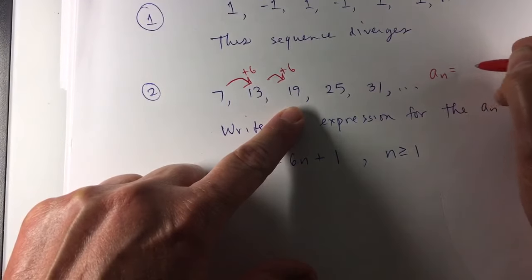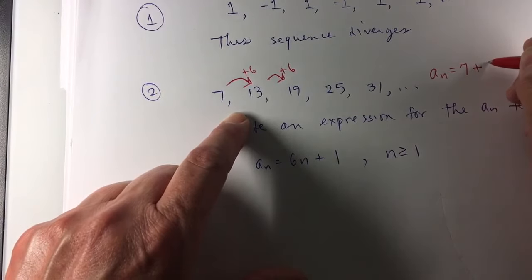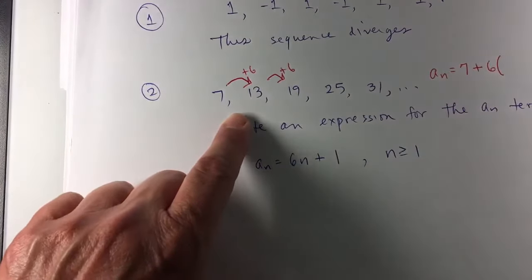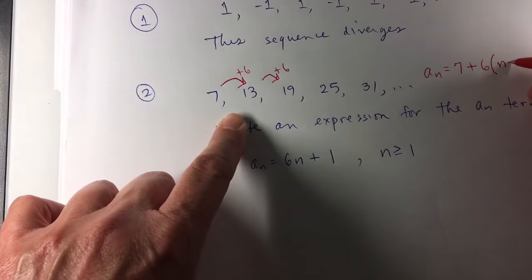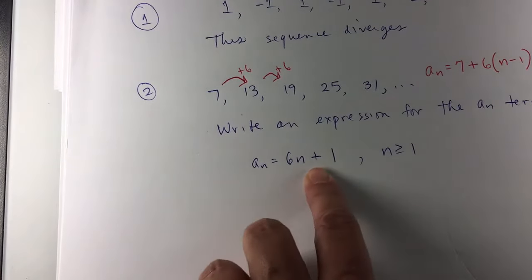A sub n is 7 plus, how many 6s would you need to add? N minus 1. So I can multiply 6 times n minus 1. Distribute the 6, and you'll get 6n plus 1 for the a sub n term.